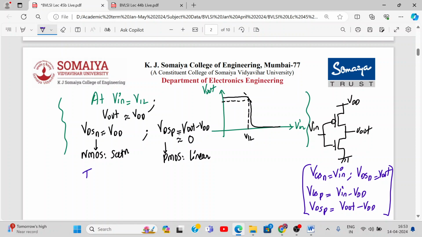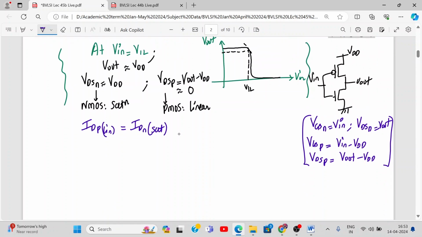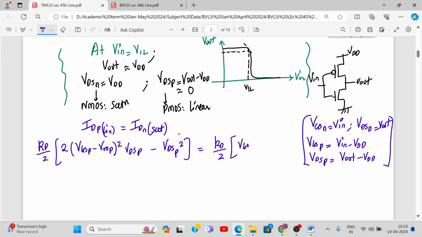Now we have to equate IDP linear equal to IDN saturation. So let's write down the formula. What is the IDP linear formula? Kp by 2 times twice, what will come over here? VGSP minus VTOP the whole square into VDSP minus VDSP the whole square, right? And here what will come? Kn by 2 times VGSN minus VTON the whole square. You need to practice this.